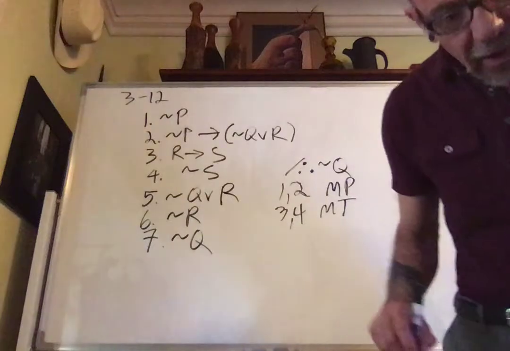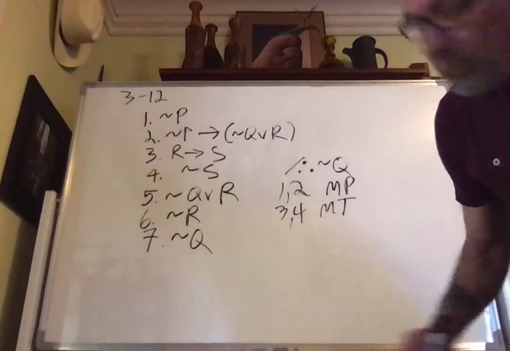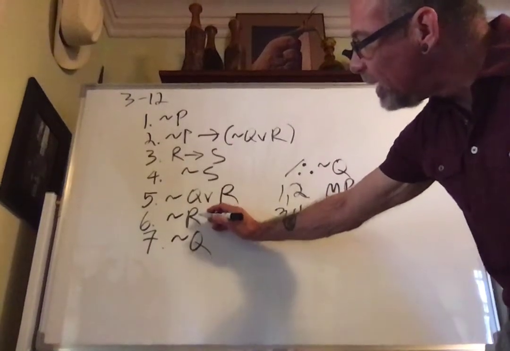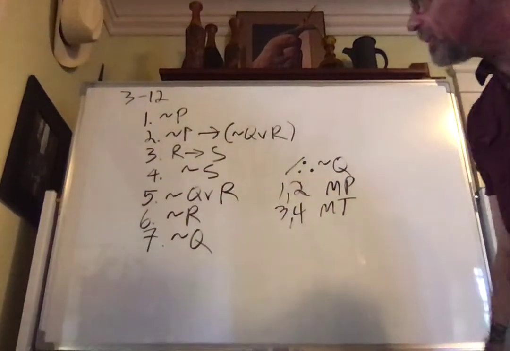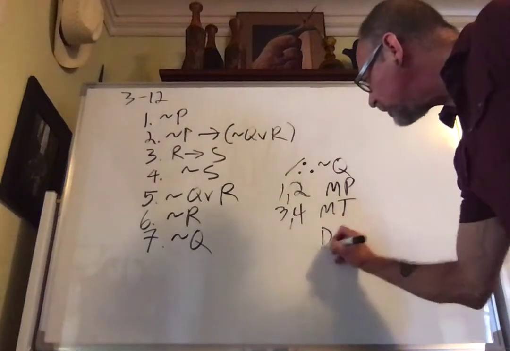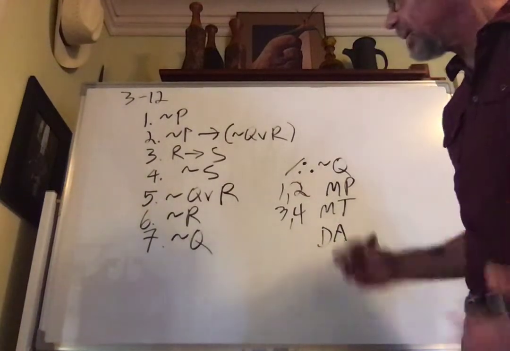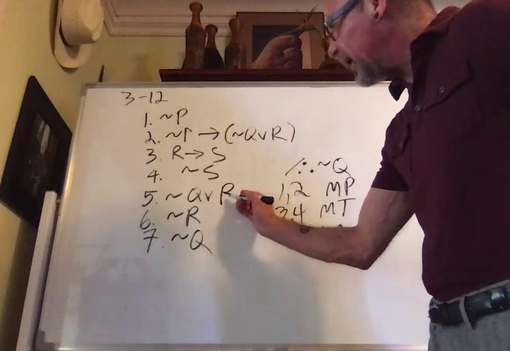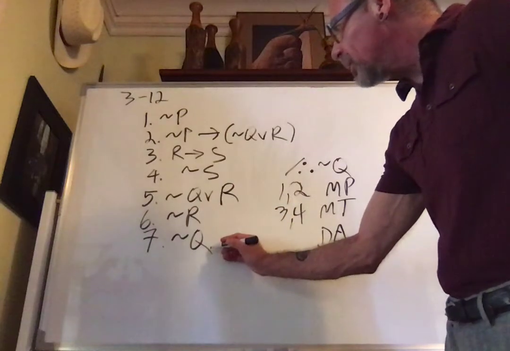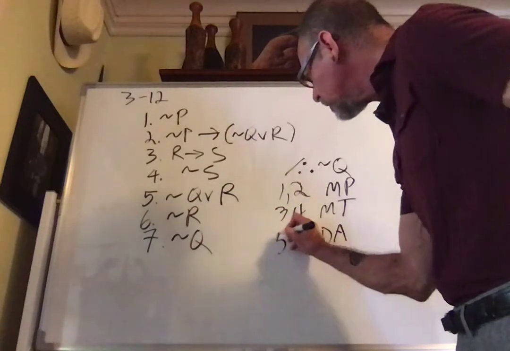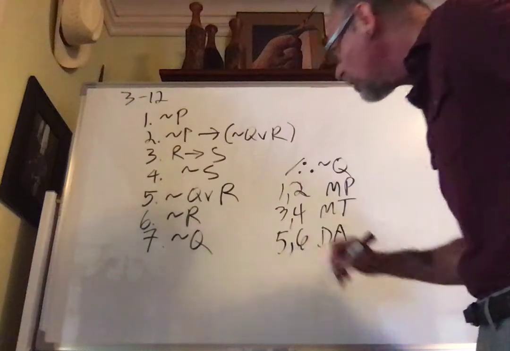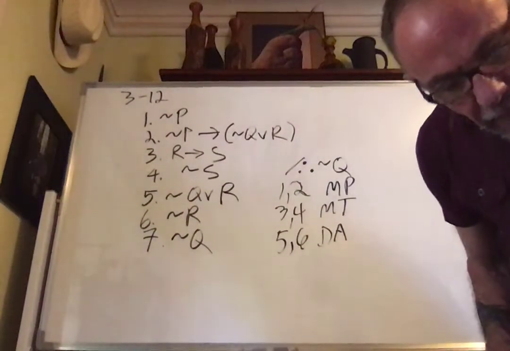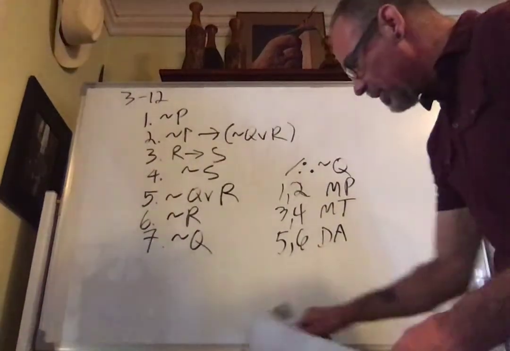How then will we get number 7, negation sign Q? Well, you see that's a disjunct in 5. And in 6, we have the negation of the other disjunct. The disjunctive argument pattern is exactly that. One premise is a disjunction, the other premise is the negation of one of the disjuncts, and then the conclusion is the other disjunct. So we get 7 from 5 and 6 using disjunctive argument. I'm going to do one more in this video for you. That's number 9.